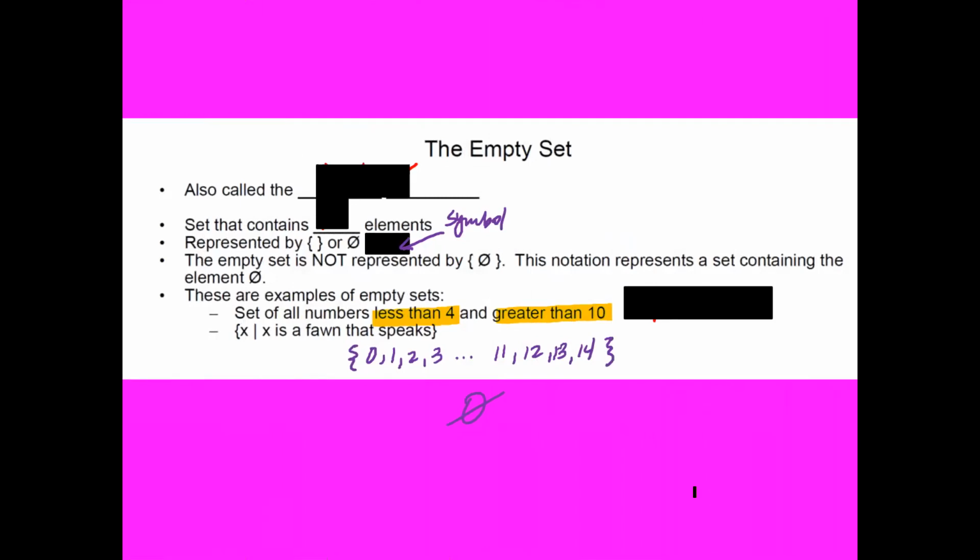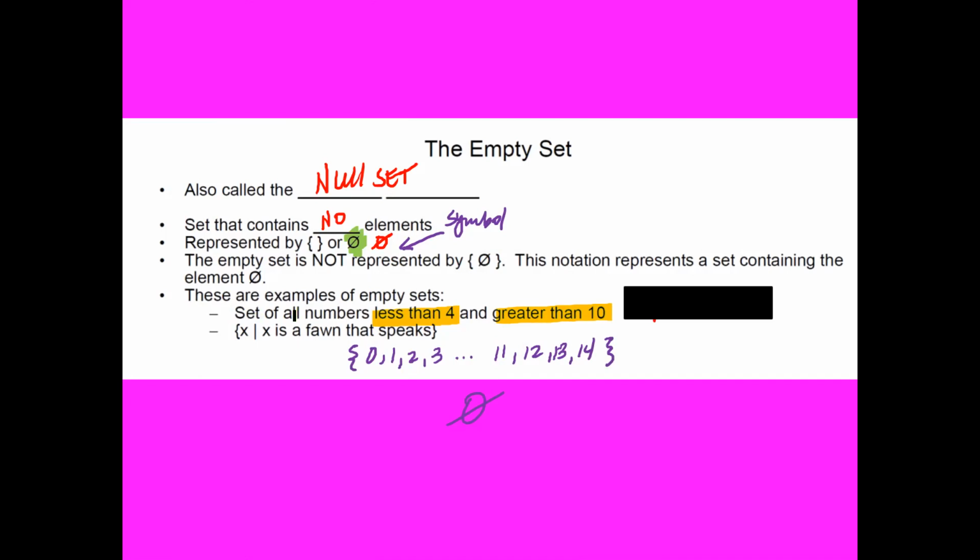The empty set. It's also called a null set. It's basically saying that the set does not contain any elements. It is represented by this weird little symbol with a circle and a diagonal slash. The empty set is not represented by the braces containing the empty set symbol. That notation represents a set containing the empty set as an element. These are the examples of the elements.